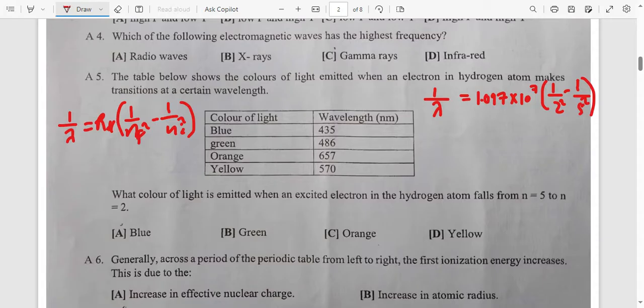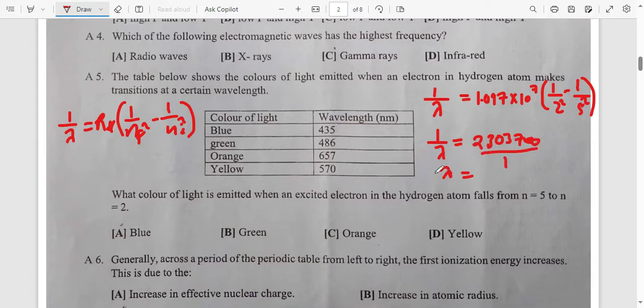So we are saying 1 over 4 minus 1 over 25. 1 divided by 4 minus 1 divided by 25. The answer we get, we will now multiply by 1.097 times 10 to the power 7. So that will give us 1 over wavelength being equal to 2303700. For me to find the value of the wavelength, I need to find the inverse of this number, or I will simply say this is over 1.